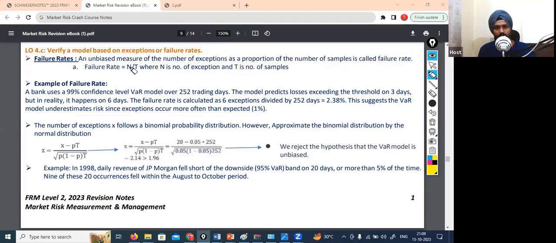Okay, so that's what you have. You just take the number of exceptions divided by the sample, and you get a failure rate. What does it tell you? What is the use of failure rate? Well, the usage is tremendous.